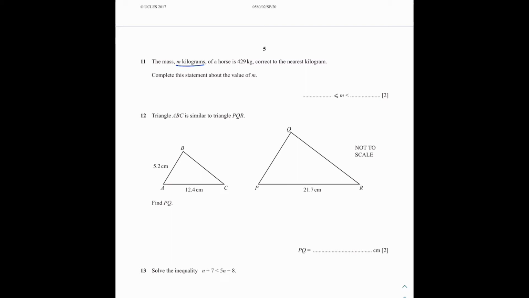The mass m kilograms of a horse is 429 kilograms, correct to the nearest kilogram. Complete the statement above. The keyword is the nearest kilogram, so it's plus or minus 0.5. So basically it's 428.5 less than or equal to m less than or equal to 429.5. It's to the nearest kilogram, so it's going to be plus or minus 0.5 within that range.